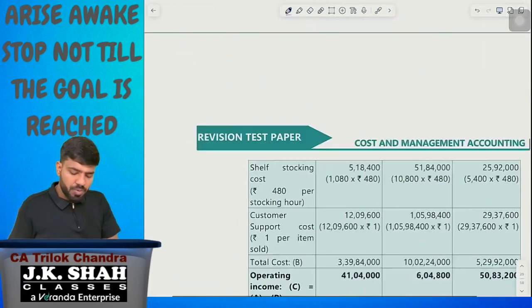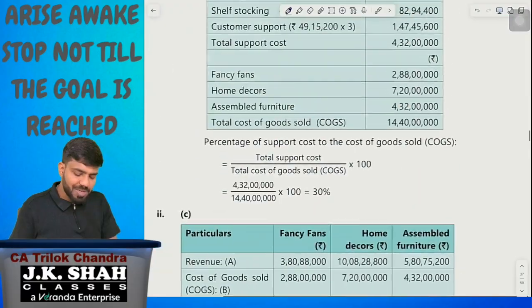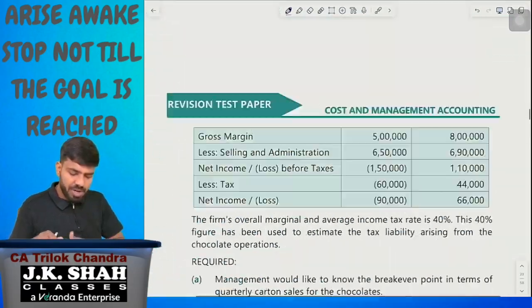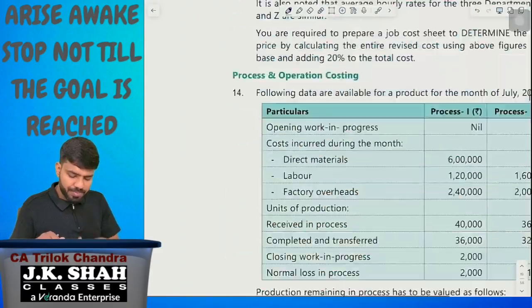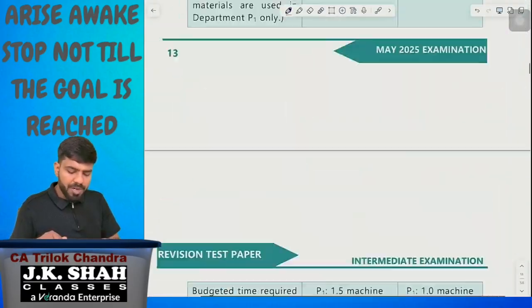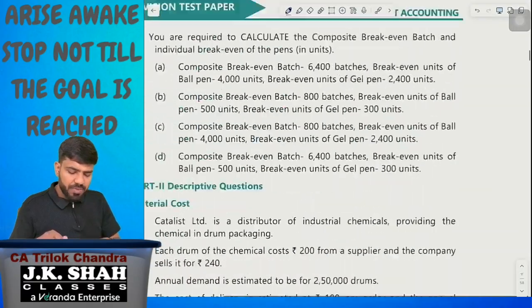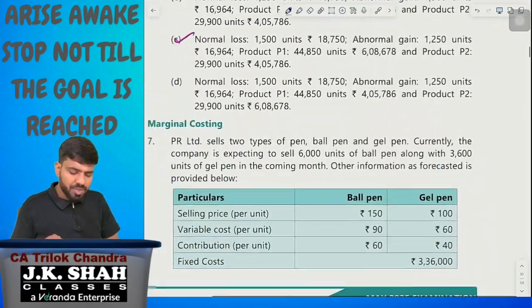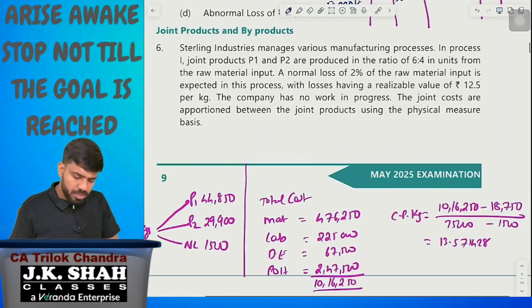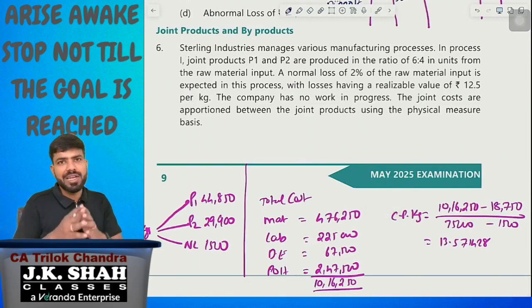Okay, next is question number 7. Question number 6 is based on joint products and byproducts, a very simple thing. We all know that what we do in joint products and byproducts is just allocation of cost. From the joint process, we are going to allocate cost to the joint products.